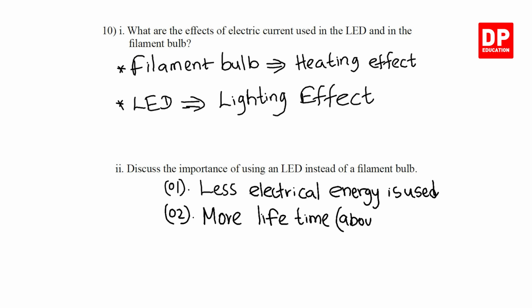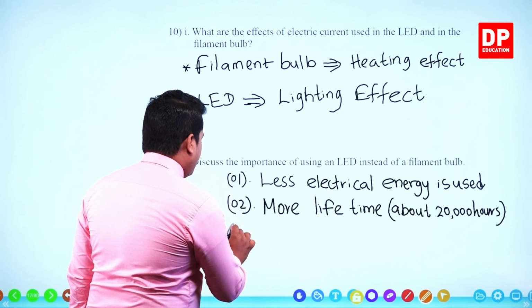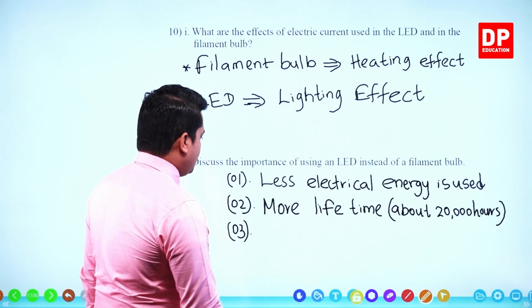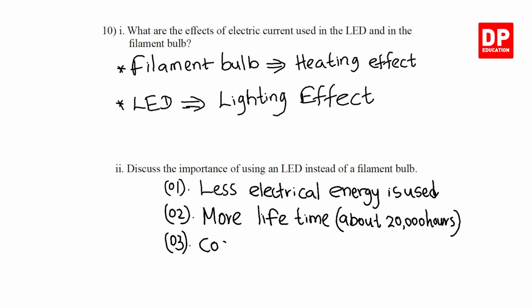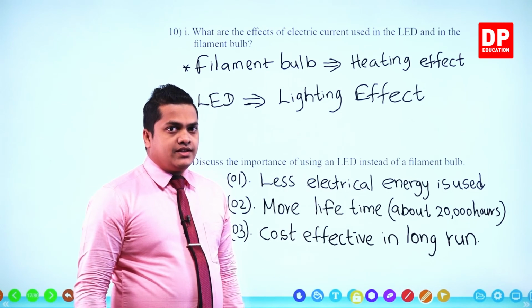About 20,000 hours. About 20,000 hours. Then number three, cost effective in the long run, right? Cost effective in the long run. Long run means in the future, right? In the future, your money is getting saved.